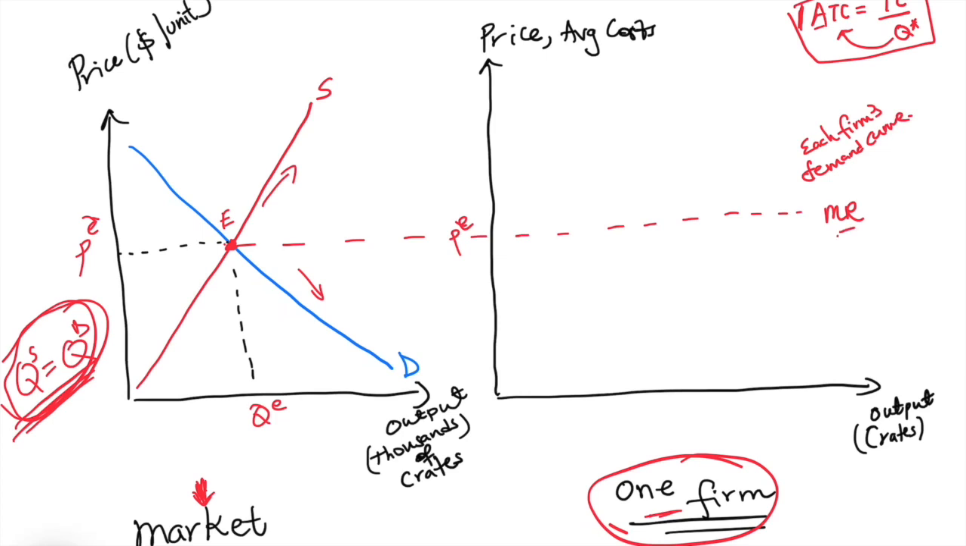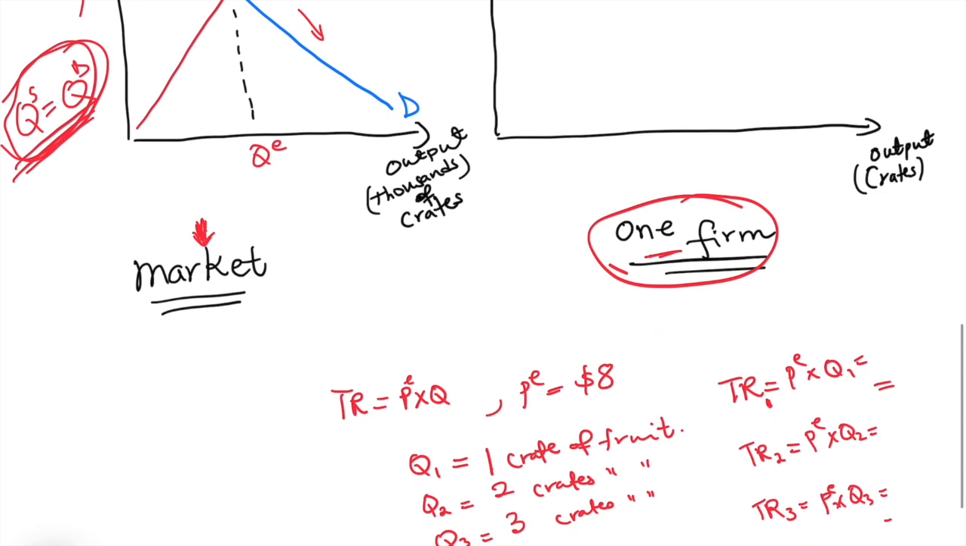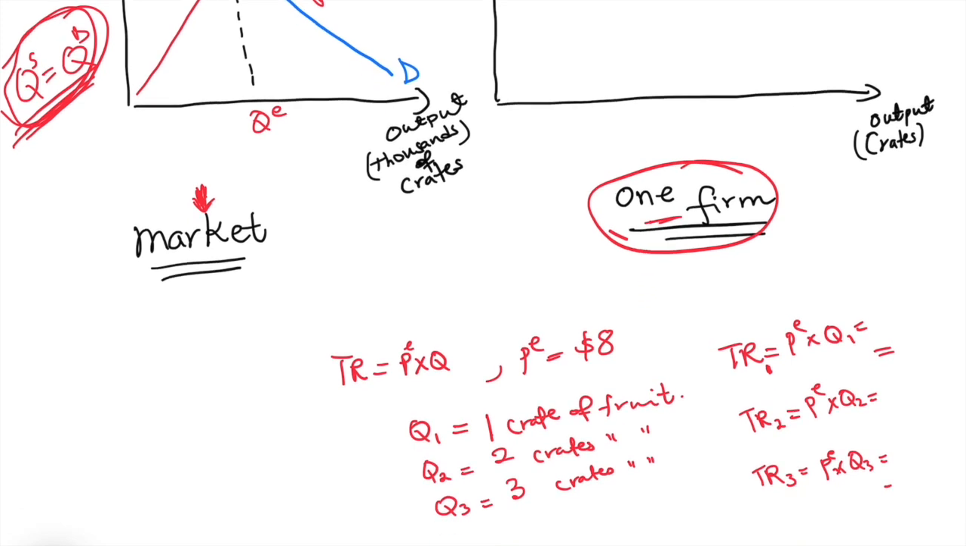So in case you're wondering, why is this marginal revenue? I have a little bit of work down here to walk us through that. Let's say, well, we know that total revenue is equilibrium price times quantity. And let's say our equilibrium price is $8. And we have some quantities here: 1 crate of fruit, 2 crates, 3 crates, right? So this is for a firm.